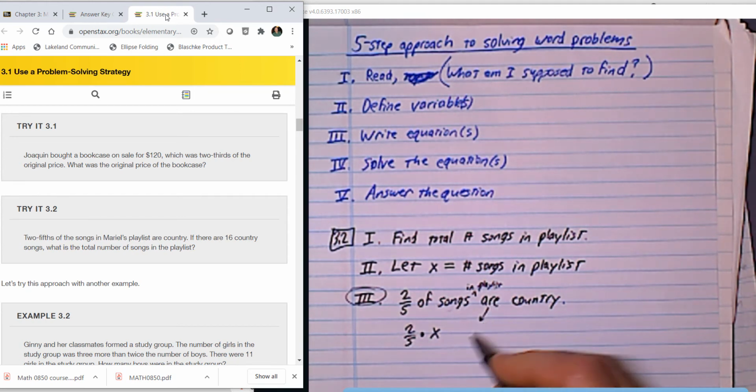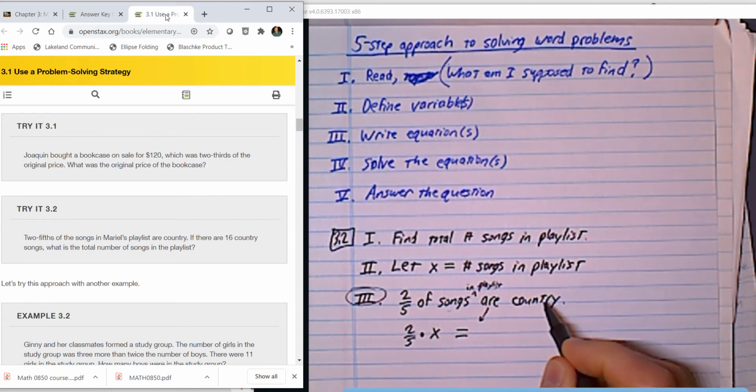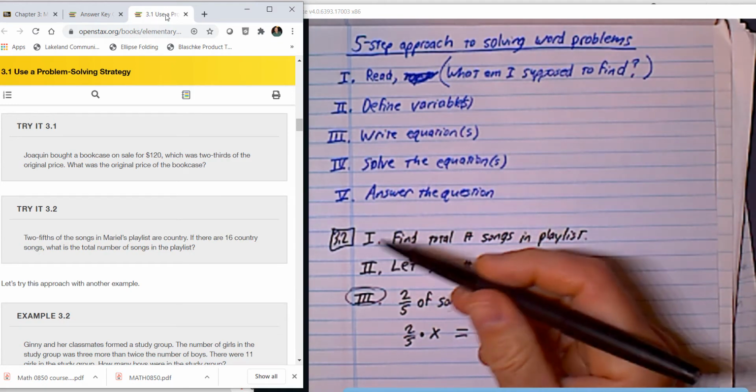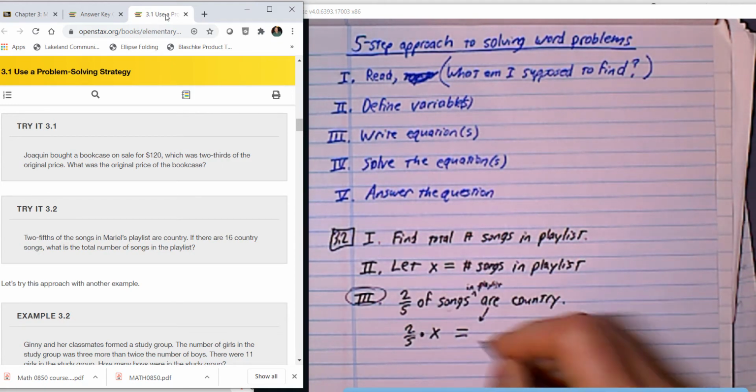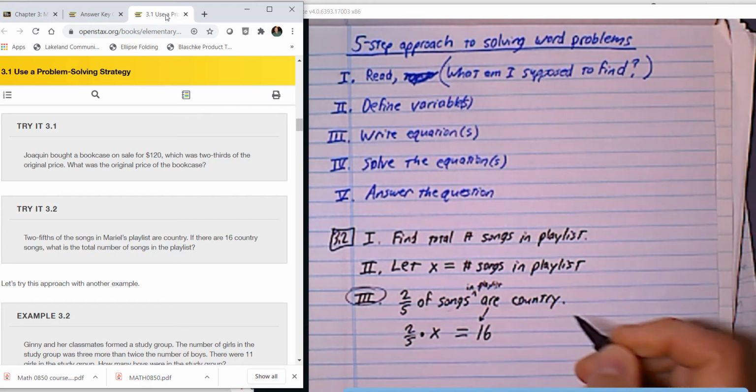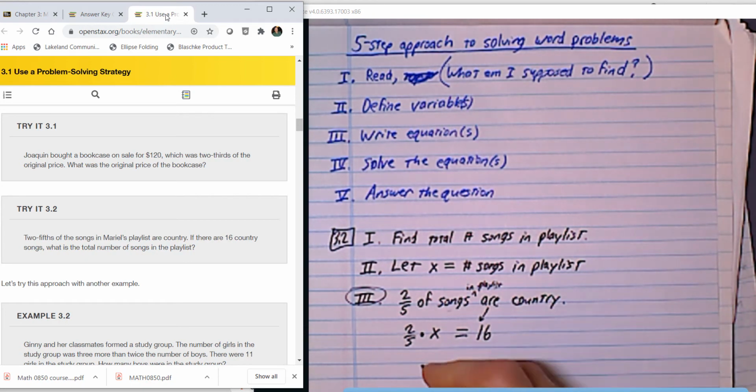The verb usually translates into equals. 2/5 of the songs are country. 2/5 x equals, and country, do we know? Oh yeah, they told me in the second sentence that there are 16 country songs. So there are 16 country songs. Did you see how I did that? I now have 2/5 x equals 16. So that's the equation I'm going to try and solve.